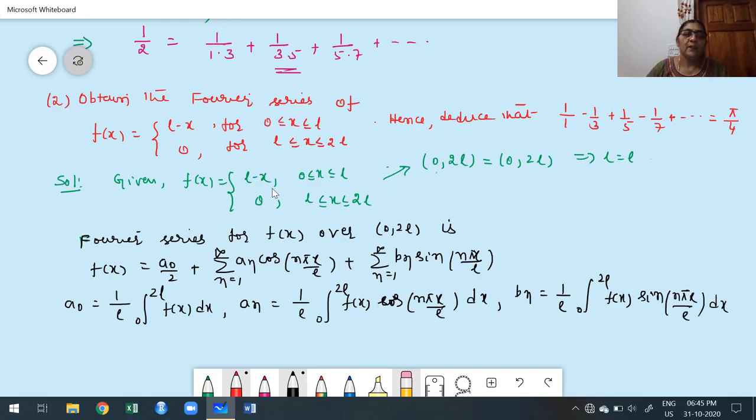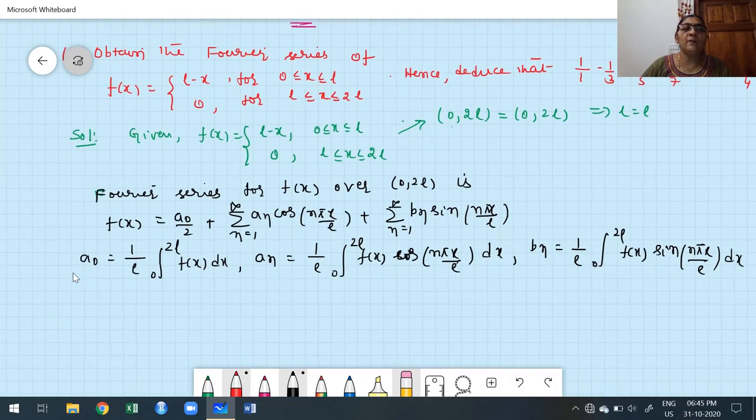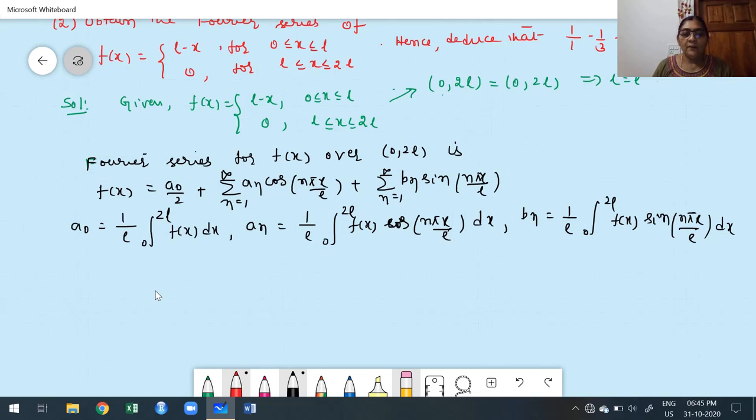Next, try to find out the values of a naught, an and bn using the given function. Now here, refer to the first case, meaning you can't go for even or odd. Keep in mind the end of the Fourier series, don't confuse. Whenever our limits start from 0, you can't go for even or odd case. Directly have to write the Fourier series formula, and also write the formula for a naught, an, etc.